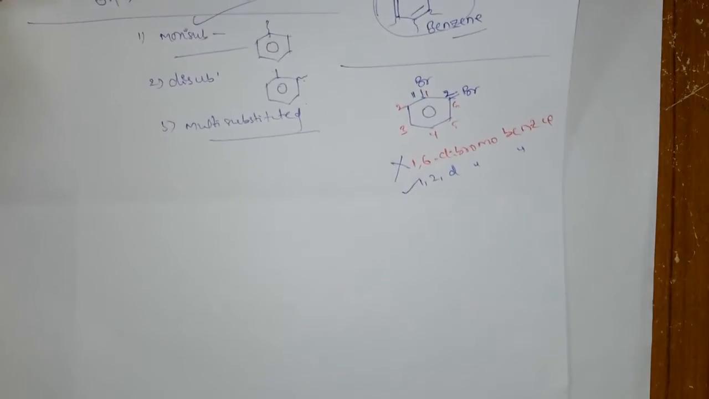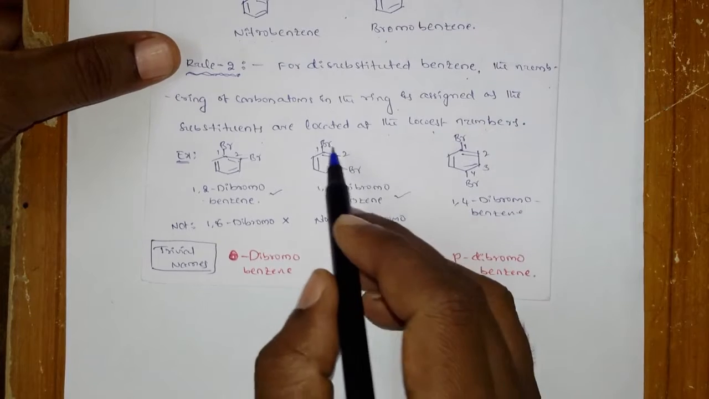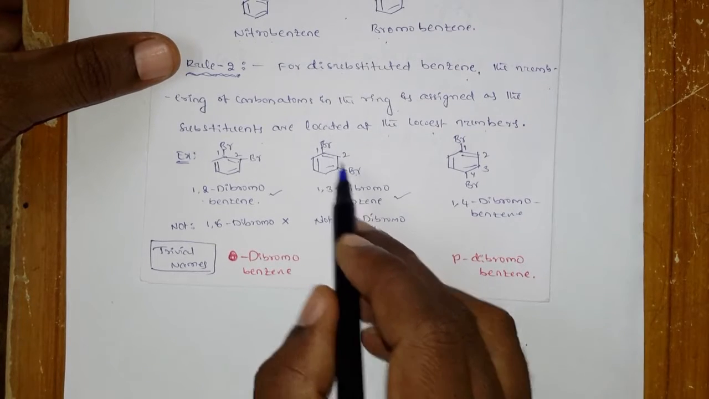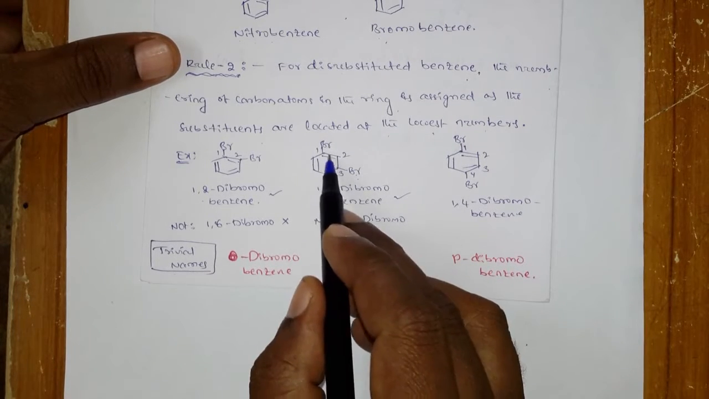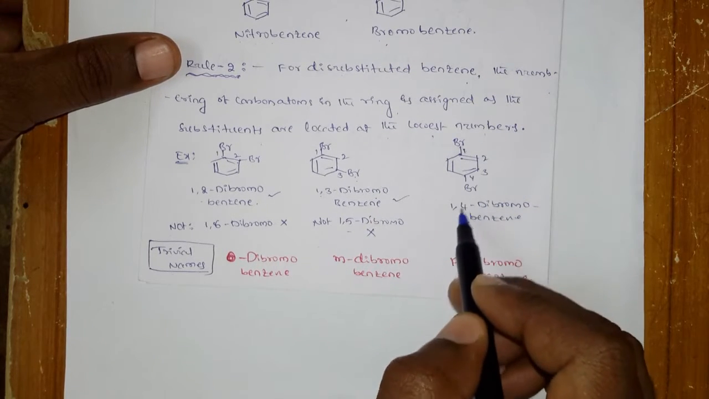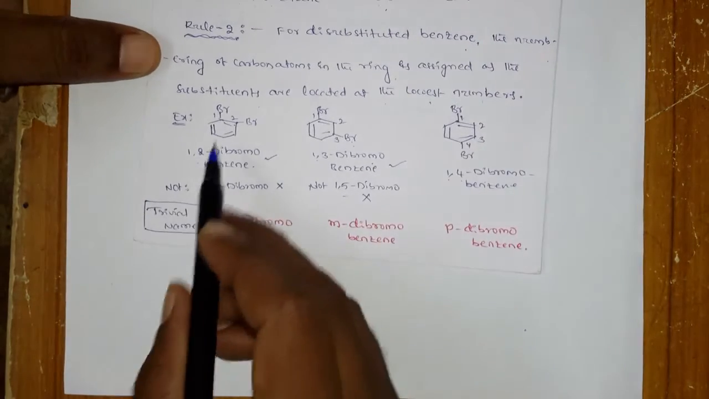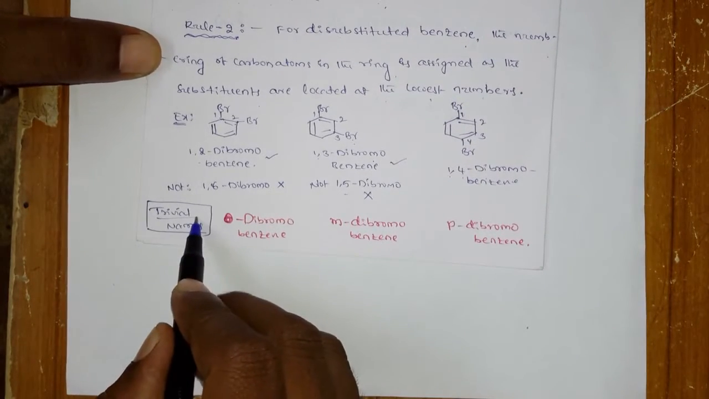Lowest possible numbers. Okay, similarly, if one is here and one is here, then you can write 1,3-dibromo. Here, one is here and one is here, then simply you can write 1,4-dibromo. Okay, so for this also there are some trivial names.